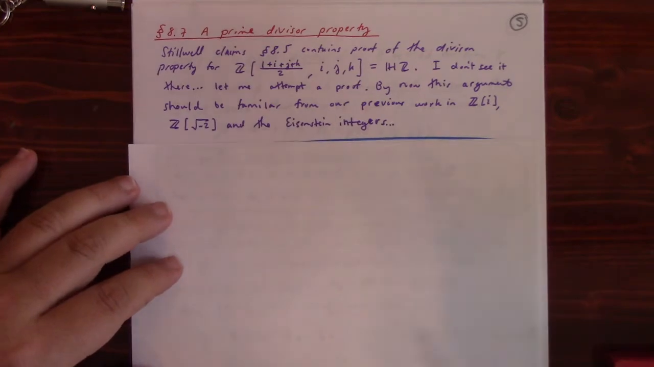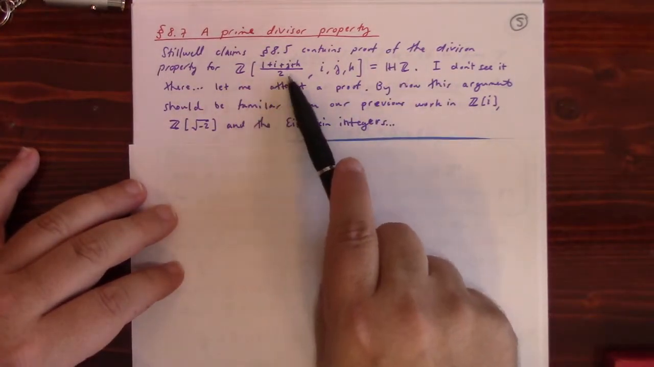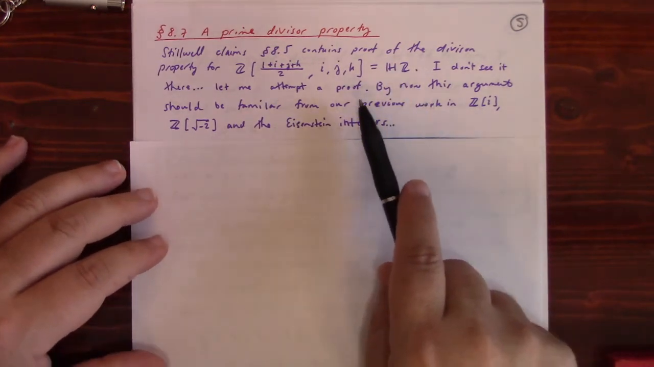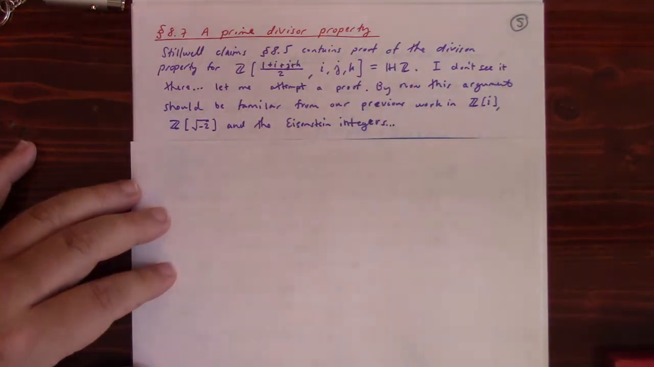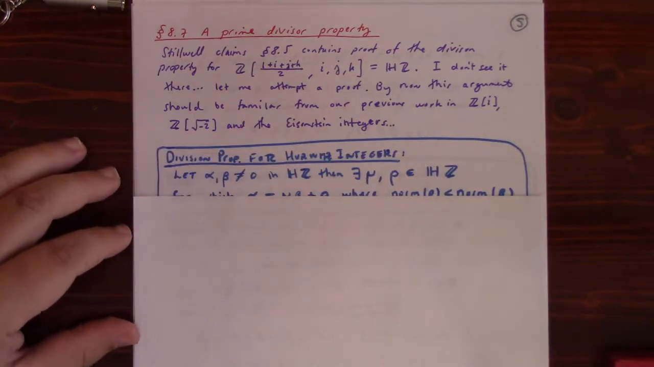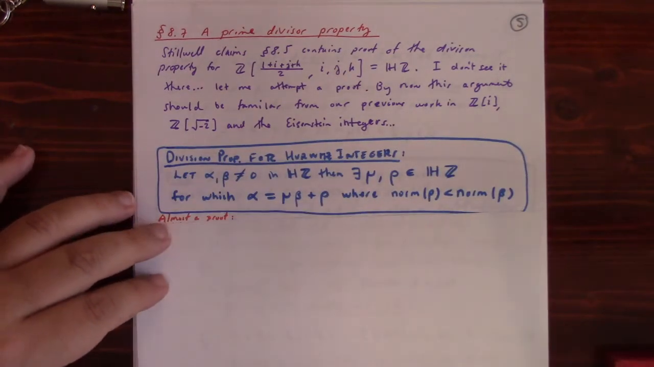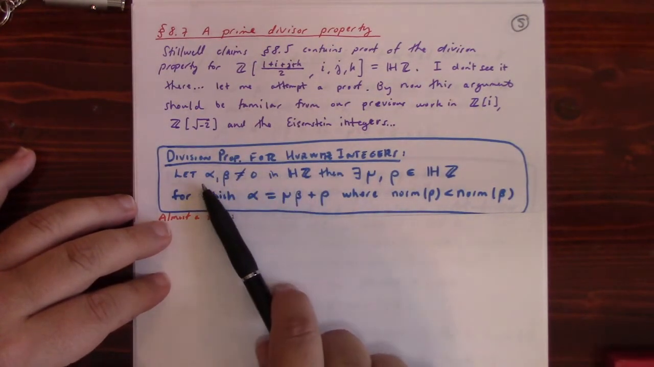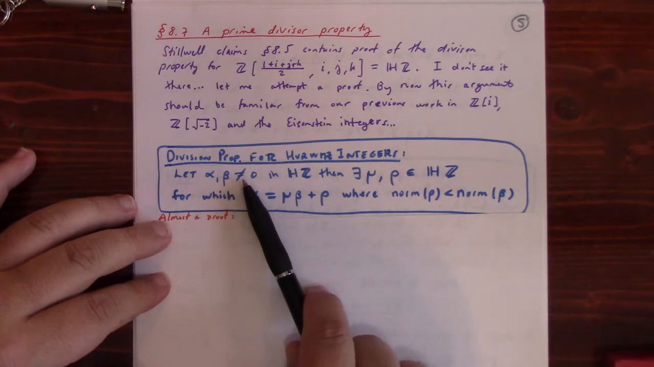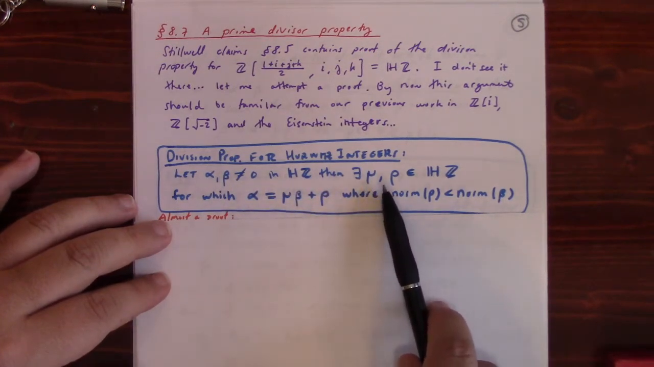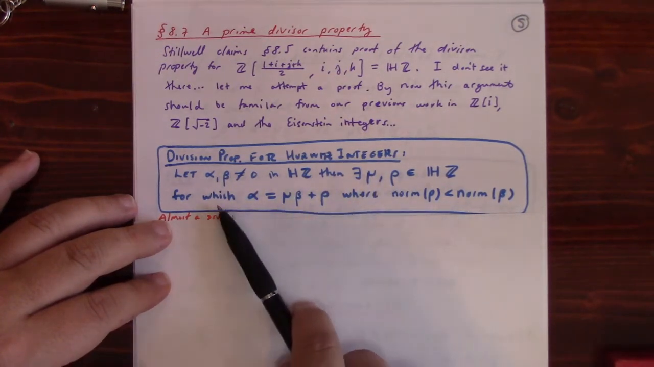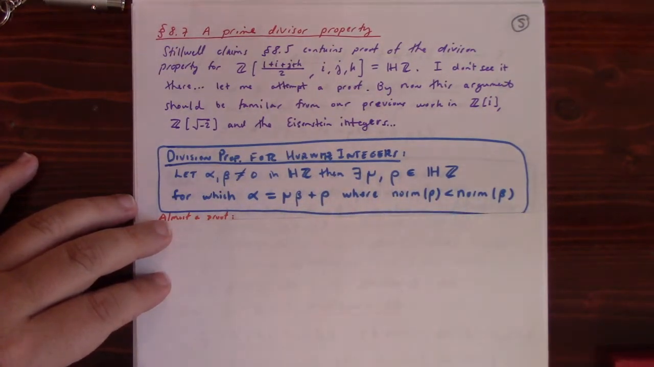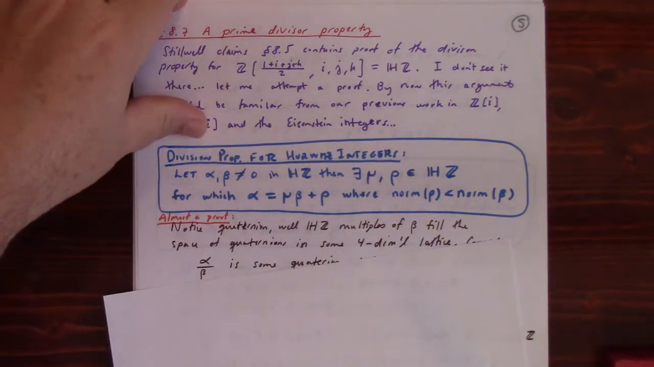All right, so prime divisor property. Stillwell claims section 8.5 contains proof of the division property for this. Yeah, I don't see it there. Let me attempt the proof. Oh no, what am I doing? This sounds bad. So I'm attempting a proof of the division property for Hurwitz integers. In particular, for alpha, beta non-zero in Hurwitz, there exist a quotient and a remainder, Hurwitz integers, for which alpha is mu beta plus rho, where the norm of rho is less than the norm of beta, the dividing quaternion.